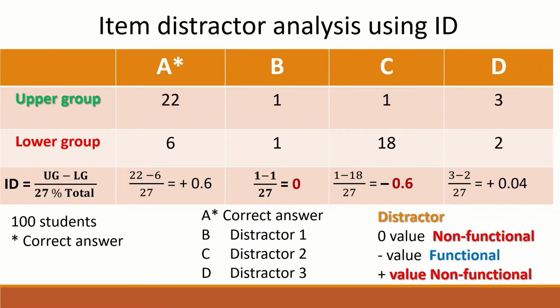Distractor C, on the other hand, has been selected by the low performing students, so it attracted low performing students and it has a minus value. This distractor is functional and effective. Distractor D is non-functional as it has attracted more of the high performing students than the low performing students to select this distractor.